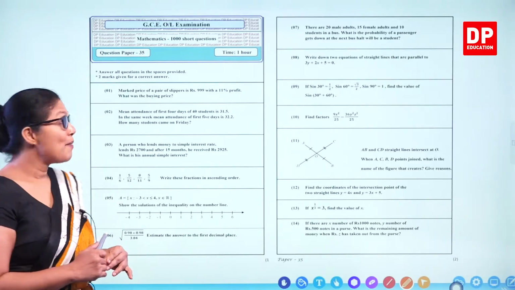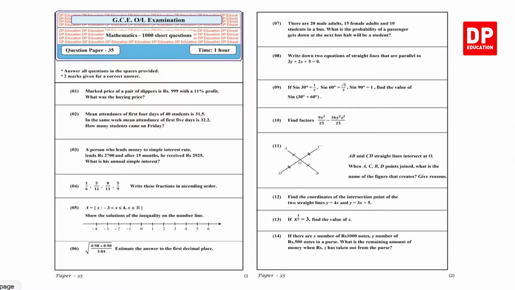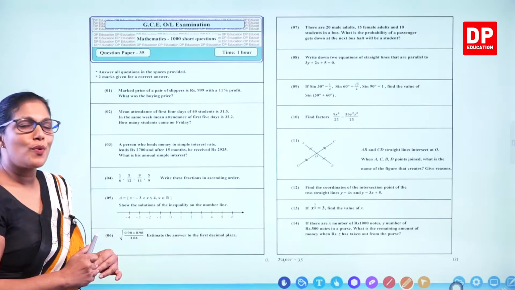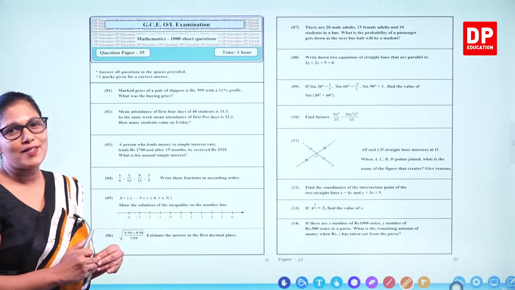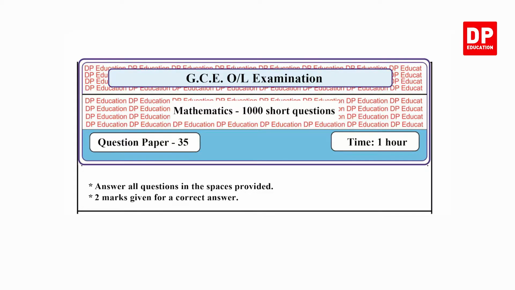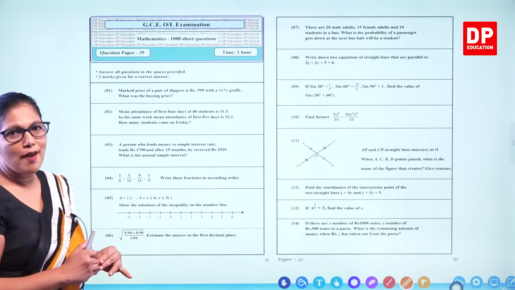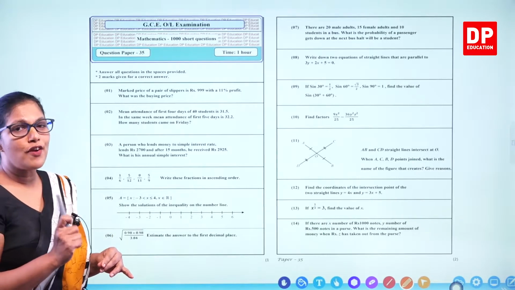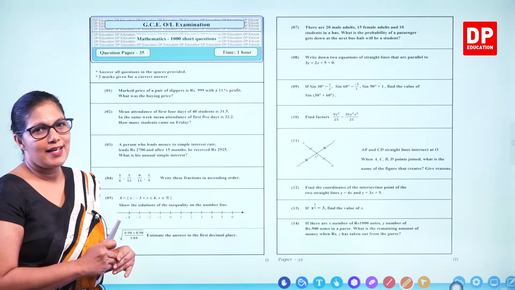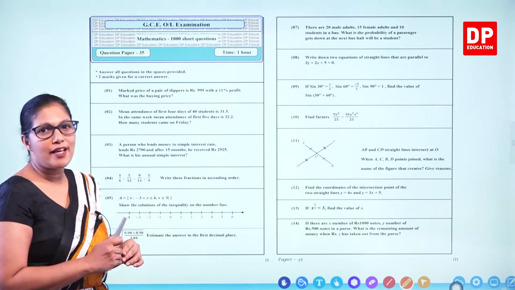Hello students, today I am going to do GCE O-Level Examination Mathematics 1000 Short Question Series Paper 35. We have covered 34 papers, so this is the 35th one. Same as before, it is a 1 hour paper and you get 25 short questions. So let's do all 25 questions. Try to spend 2 minutes on each question so that you can spend 10 minutes rechecking your answers.